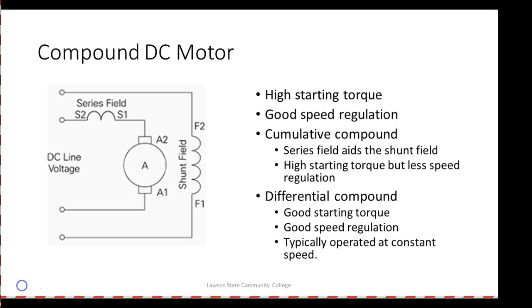This is a DC motor you'll run into most often in the industry because you can control it so much. This is called a compound motor. It has high starting torque, good speed regulation. In a cumulative compound motor, the series field aids the shunt field: high starting torque but less speed regulation. The differential has less starting torque but better speed regulation.